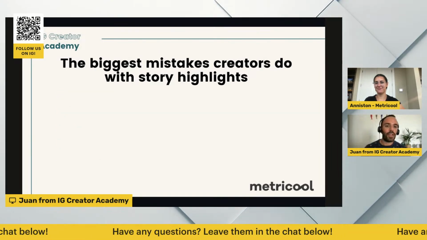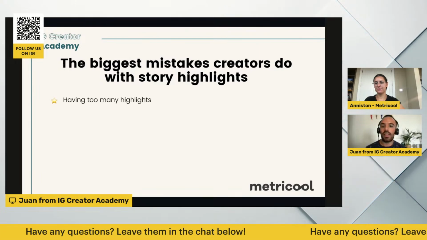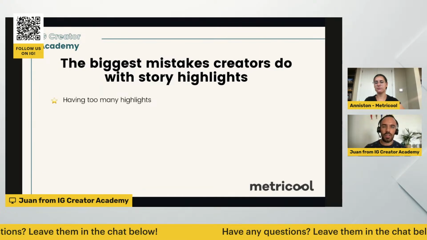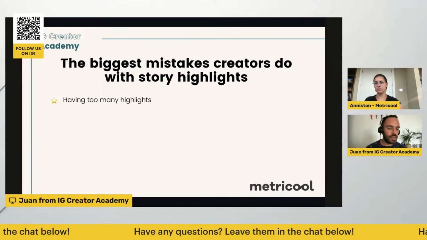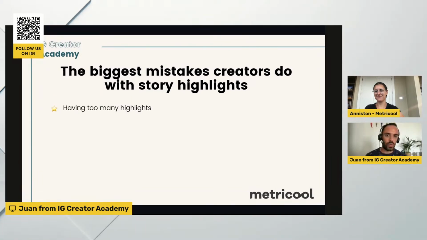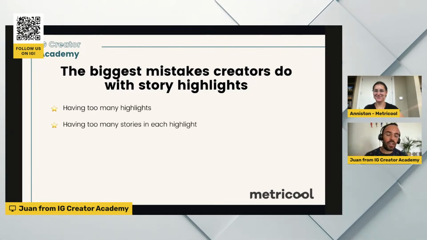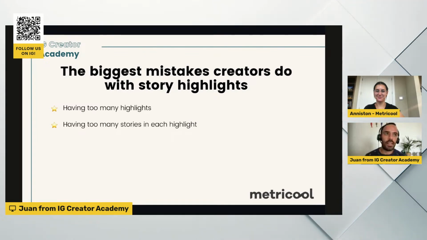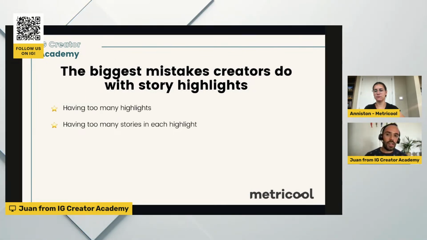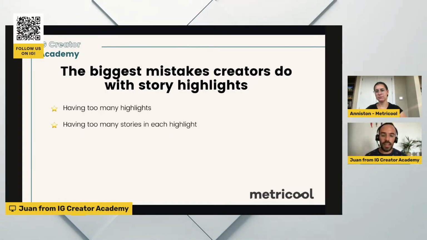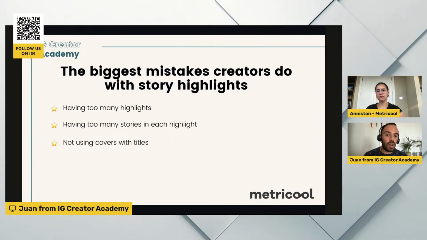The biggest mistakes I see creators and brands do with story highlights: having too many highlights. I would not suggest having more than 10 highlights because honestly, no one scrolls through 20, 30, 50 highlights. We're not in 2015 anymore. Having too many stories in each highlight. Use highlights strategically. Don't add 50 stories for each highlight that people have to tap, tap, tap on. Make sure that you add the highlights that will help you either connect with your audience, grow your business, get more leads, etc.